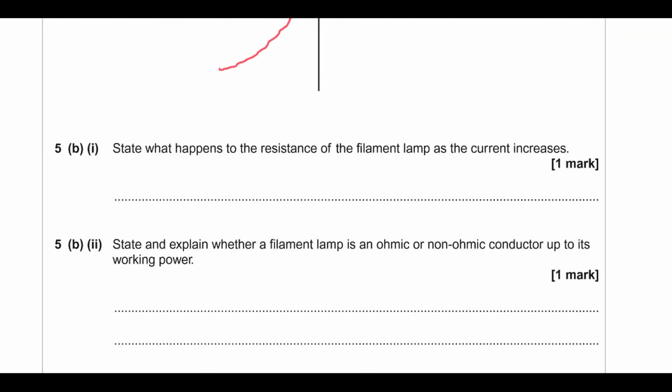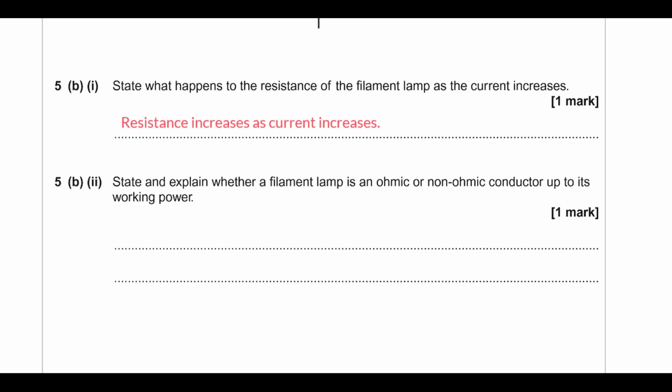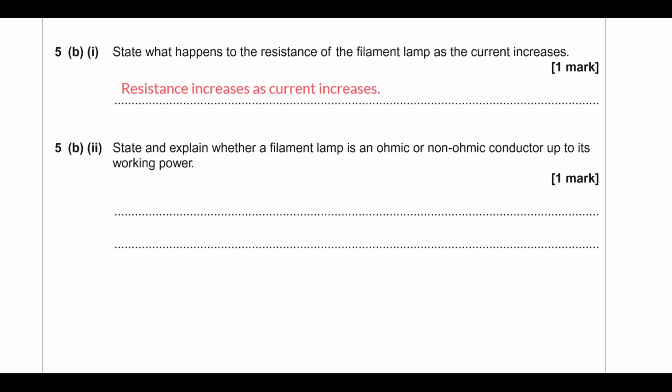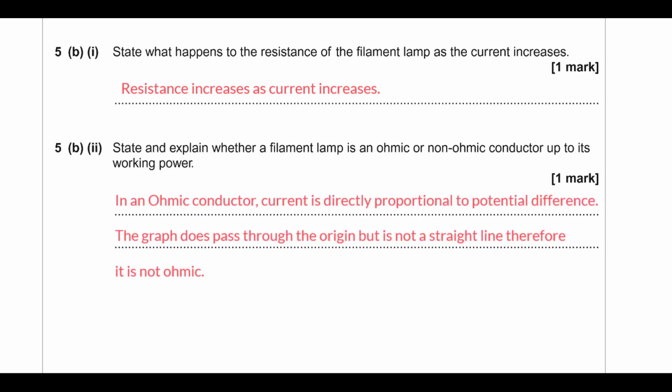State what happens to the resistance of the filament lamp as current increases. So this is just state, so what happens? So what happens is your gradient decreasing, that shows the resistance is increasing. Okay. So state and explain whether a filament lamp is an ohmic or non-ohmic conductor up to its working power. So for an ohmic conductor, current and potential difference should be directly proportional. The graph does pass through the origin, but it's not a straight line, therefore it's not an ohmic conductor. So that should finish us off for that one.